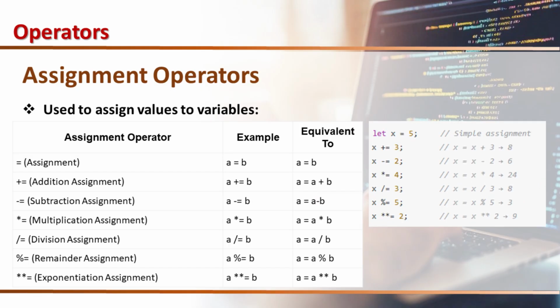Lastly, we have assignment operators in JavaScript. Assignment operators are used to assign values to variables. The most common is the simple assignment equals, but there are also combined operators like plus equals, minus equals, asterisk equals, and slash equals that allow you to perform an operation on a variable and assign the result in a single step. These operators make code shorter and more efficient when updating variable values.